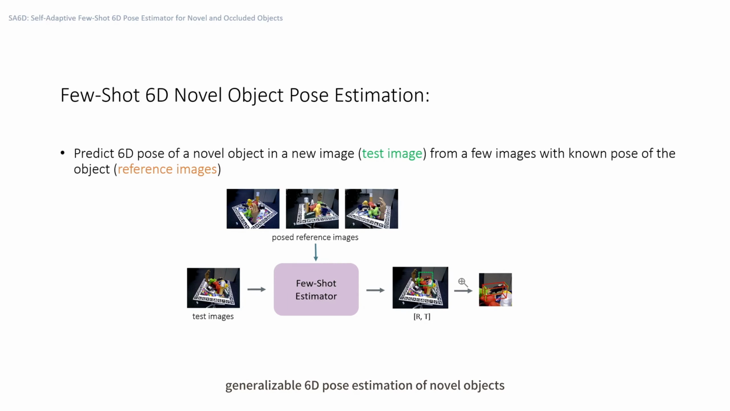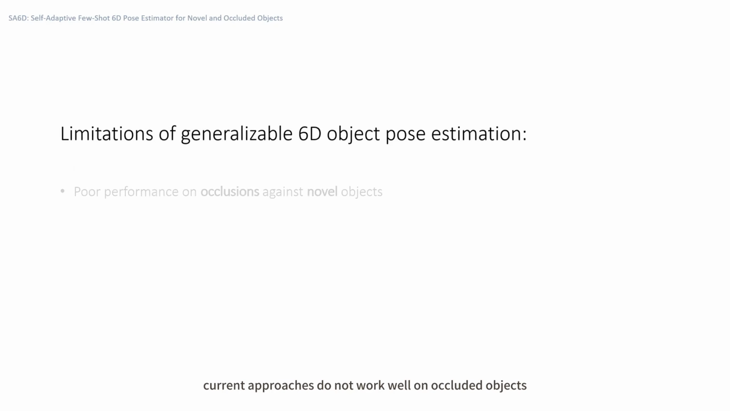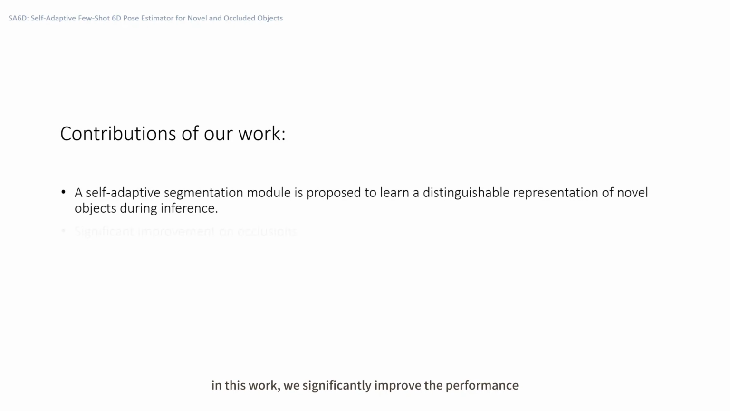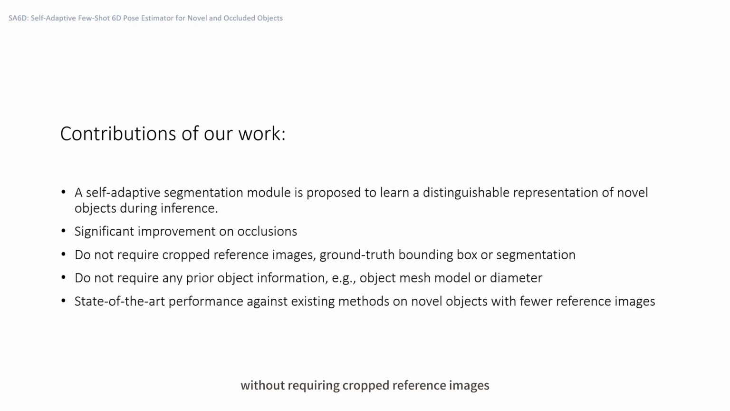Generalizable 6D pose estimation on novel objects without the need of retraining is important for robotic grasping. However, current approaches do not work well on occluded objects. Furthermore, they require object-centric reference images or prior object information such as object center or segmentation, which limits the generalization. In this work, we significantly improve the performance against occlusions without requiring cropped reference images or any form of prior object information. Furthermore, we achieve state-of-the-art performance using fewer reference images.